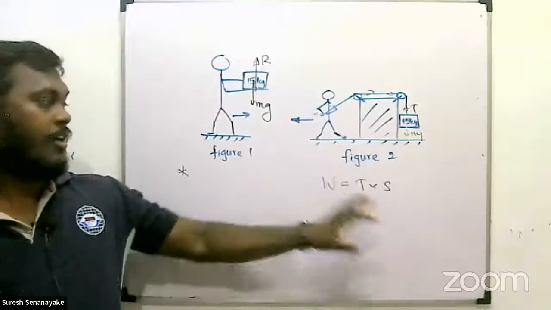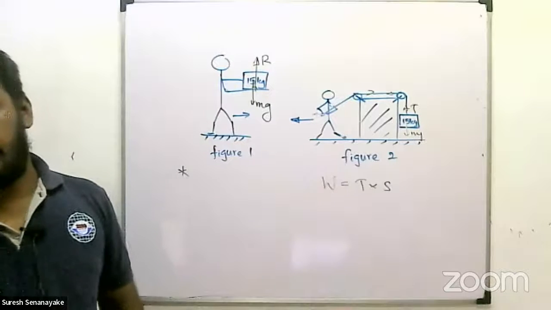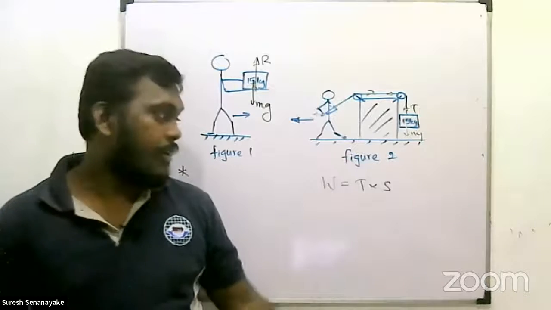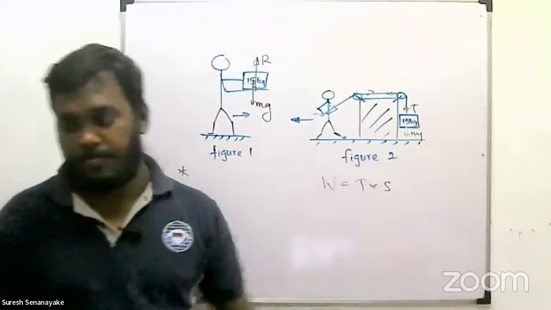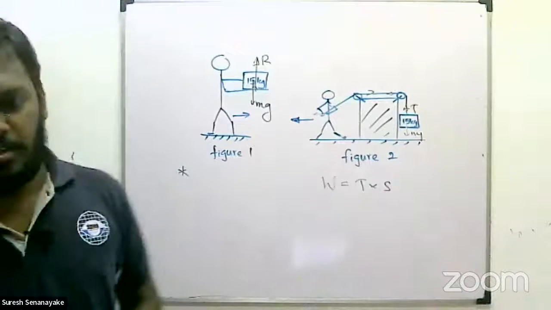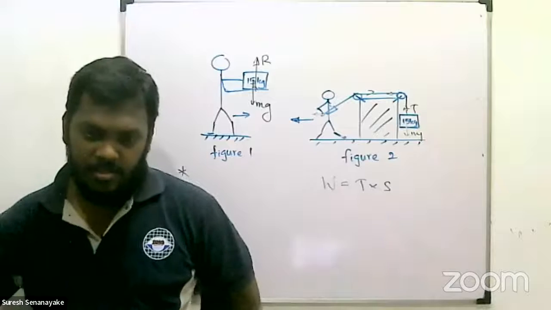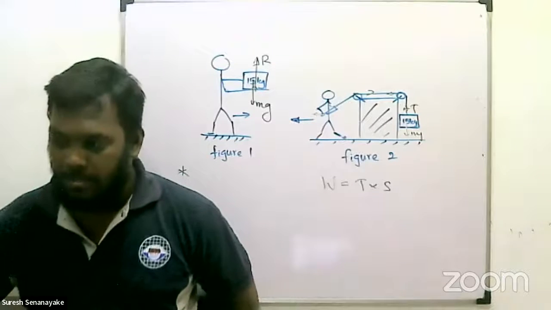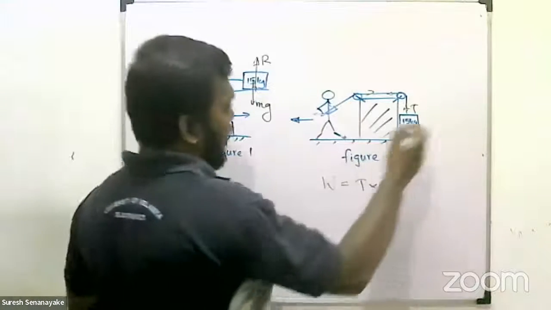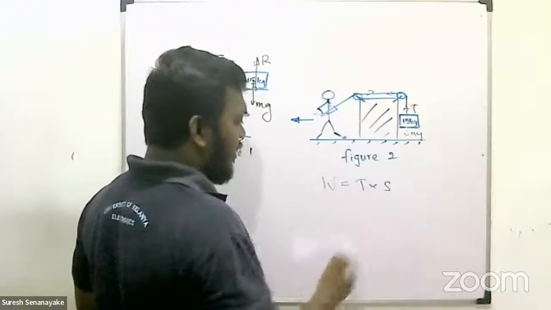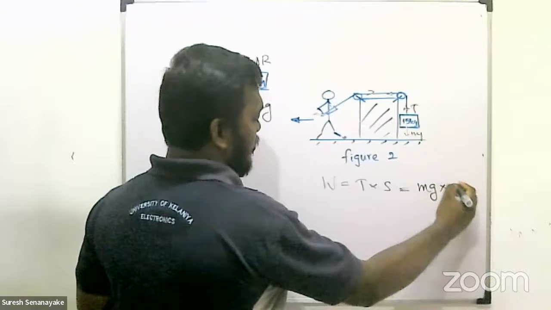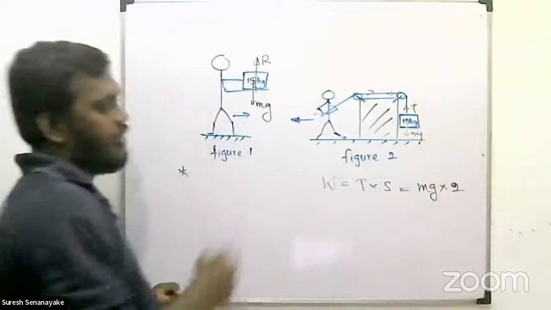Then write under figure 2: the work has to be done against gravity. That is W equals tension into displacement. If you think the string will be held horizontally, that tension here equals the weight. The weight multiplied by the distance, 2 meter distance. You can write it in that way also.